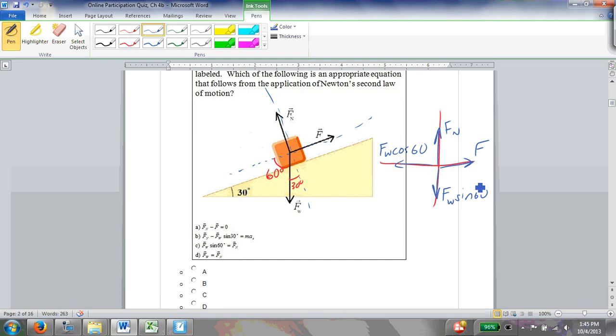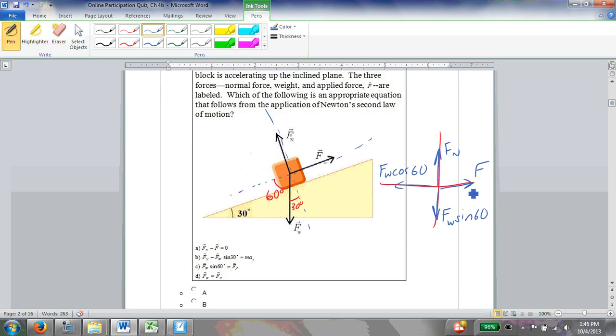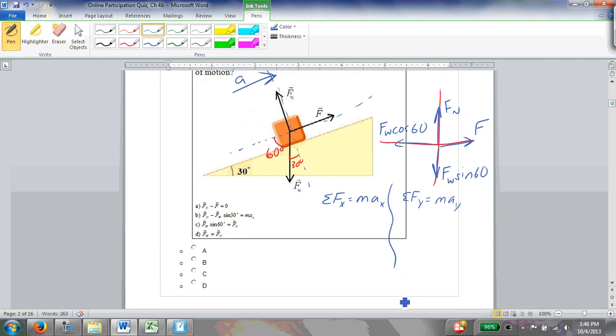And that's it. So I want to look at these equations. Now, let's see, what is it saying it's doing? So yeah, this block is accelerating up the inclined plane. So the sum of the forces in the x is going to equal ma x, and the sum of the forces in the y will equal ma y. Let's just go ahead and write out the equations just for practice.